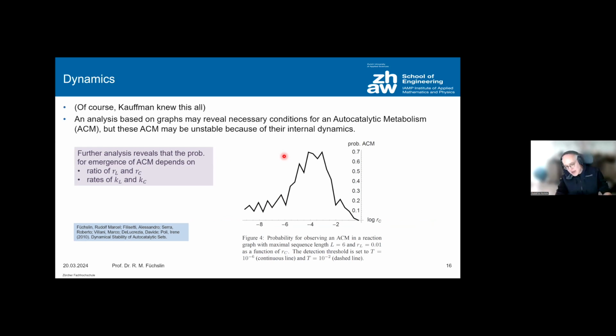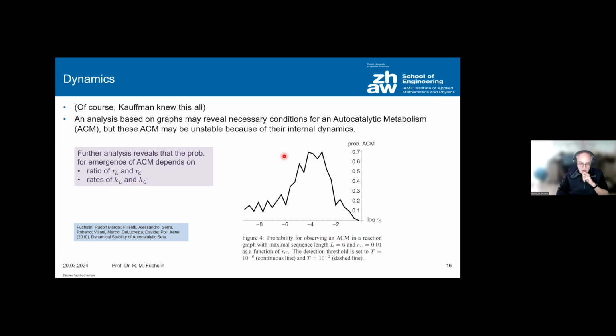And here I have to say in advance, Stuart Kauffman knew everything in advance. Before I did the work, he was certainly aware of that, but nevertheless, I came up with the idea, well, maybe a static analysis of graphs is probably not the best thing if you want to see the probability for the emergence of an autocatalytic network. Maybe you should also take into account the question whether a reaction system is stable, and that's a dynamical issue.